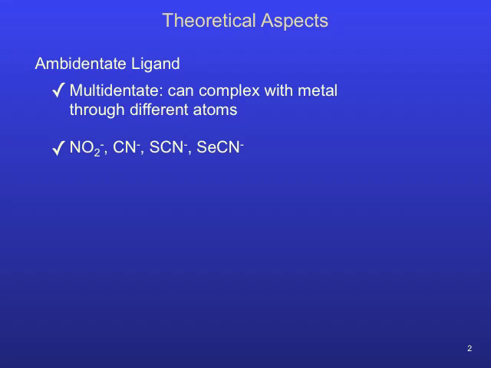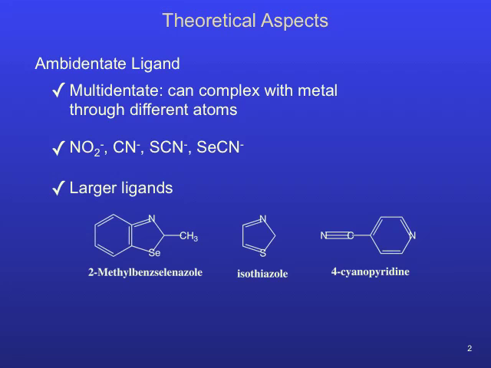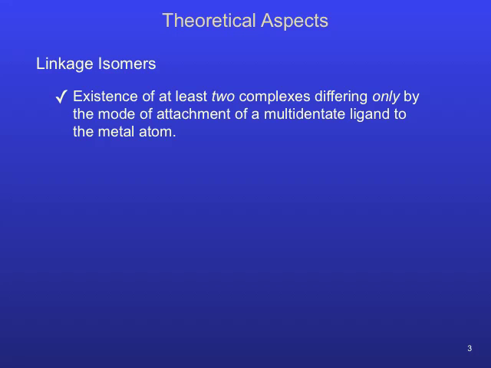Larger ligands which are also ambidentate are shown here, with the Lewis base sites being either nitrogen, sulfur, or selenium, all of which have lone electron pairs that can be used to form dative bonds. Linkage isomers differ only in the atom that attaches an ambidentate ligand to a metal. This is a very specific type of isomer and is used primarily with transition metal complexes.